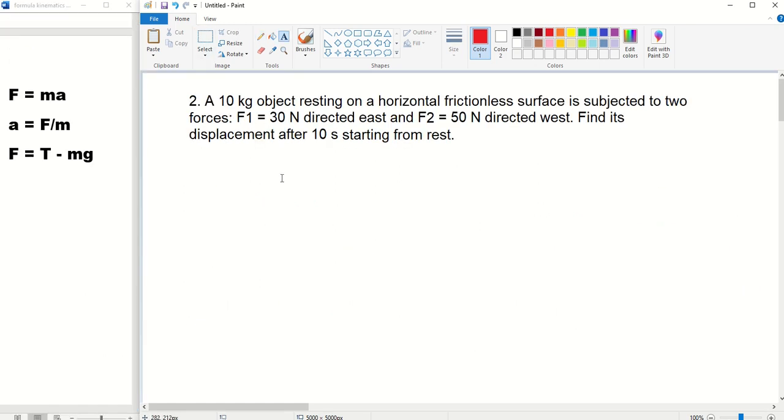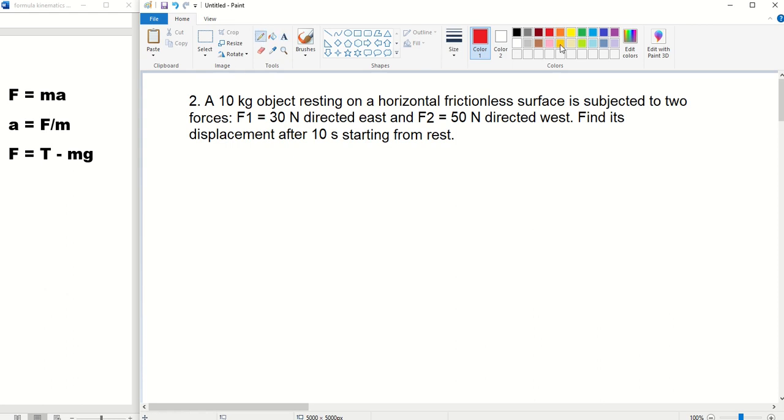Ito na yung ating second problem. So sabi dito, a 10 kg object resting on a horizontal frictionless surface is subjected to two forces. Force 1 is equal to 30 newtons directed to the east, and force 2 is equal to 50 newtons directed to the west. Find its displacement after 10 seconds starting from rest.